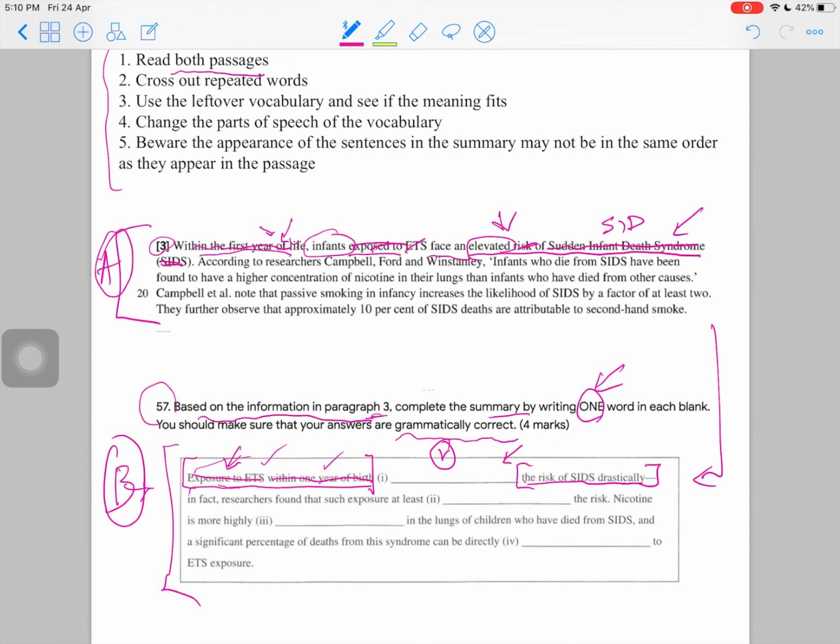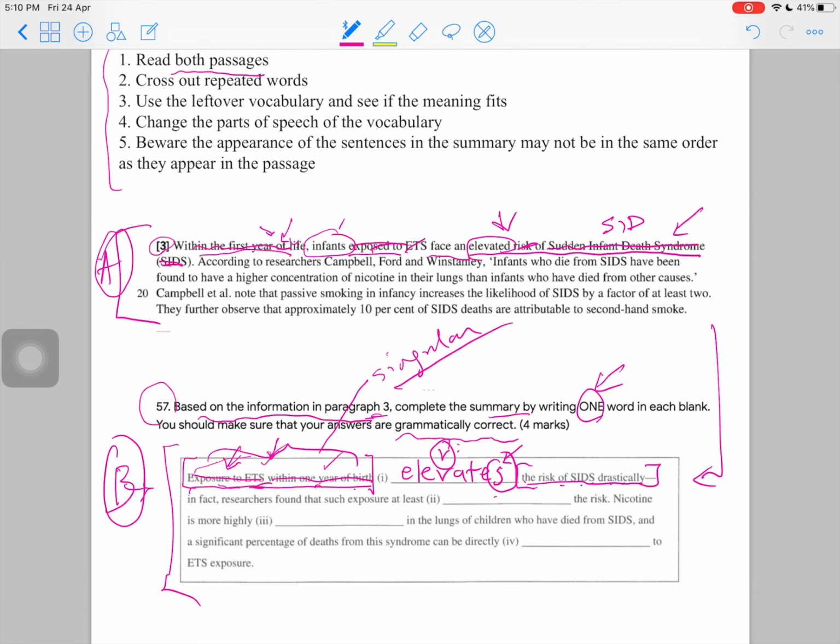Okay, so here, I wouldn't choose infants because we actually need a verb here, right? So I would say exposure to ETS within 1 year of birth. So elevate, is it elevated? It's not, right? This is a general sense. So generally, exposure to ETS within a year of birth elevates. This would be a singular noun phrase. Okay, so elevates the risk of SIDS drastically.